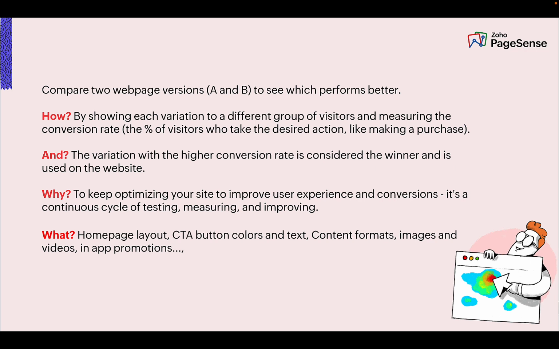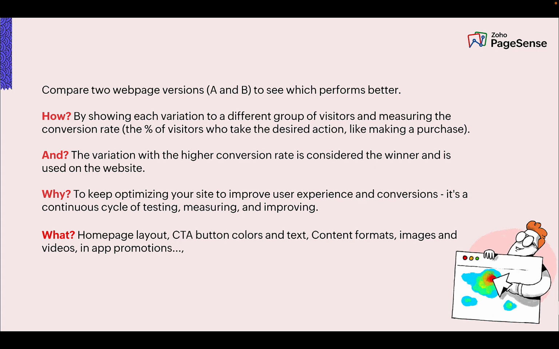First, you show version A to one group of visitors and version B to another group. And then you keep a close eye on something called the conversion rate. That is the percentage of visitors who do the thing that you want them to do, like making a purchase, signing up, or whatever your website goal is. Whichever version, A or B, gets a higher conversion rate is the winner. And that's the one you'll use on your website because it's doing a better job at getting people to take the action, right? So why do you do all this? It helps you to keep improving the user experience and getting more people to do what you want them to do on your website.